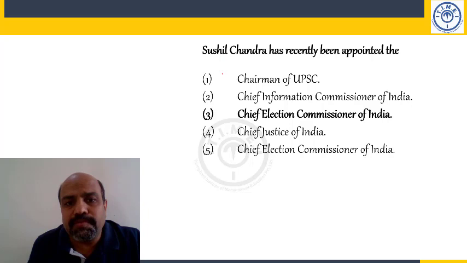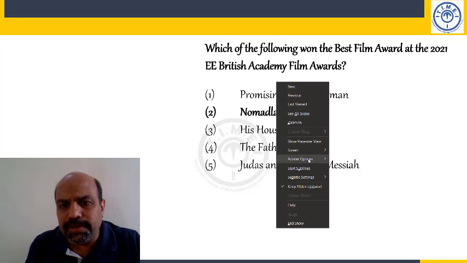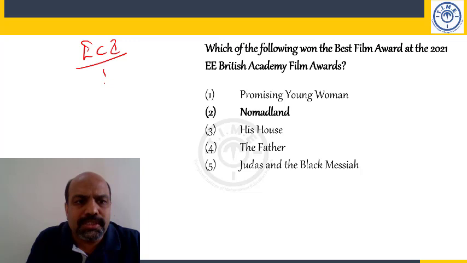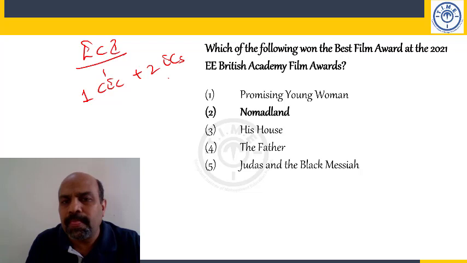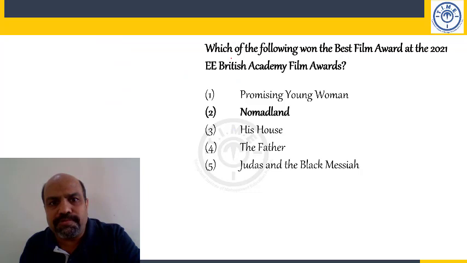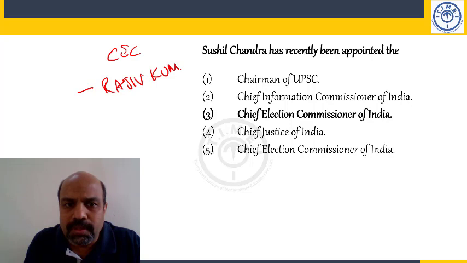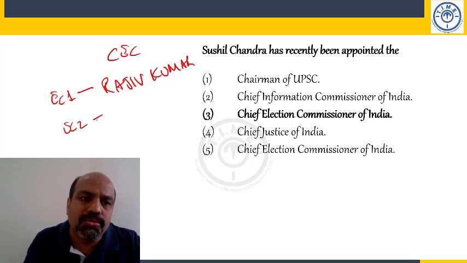See, usually the Election Commission of India has one CEC plus two election commissioners. But this time around, after the retirement of Sunil Arora, the former Chief Election Commissioner, one of the two election commissioners, Sushil Chandra, has become the CEC, and the other election commissioner is Rajiv Kumar. So currently, EC1 is Rajiv Kumar, EC2 is vacant.